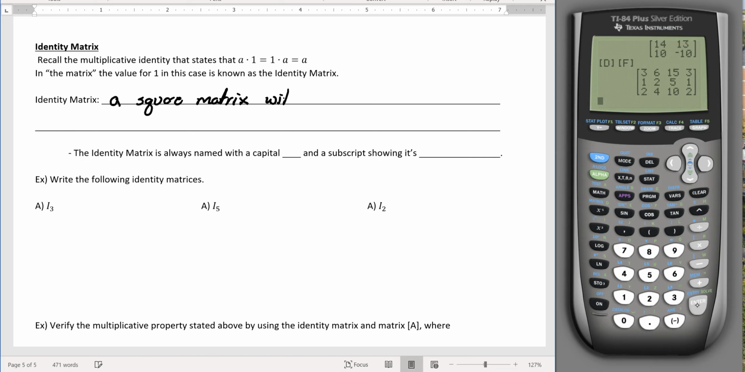with 1s on the main diagonal and 0s for all other entries.